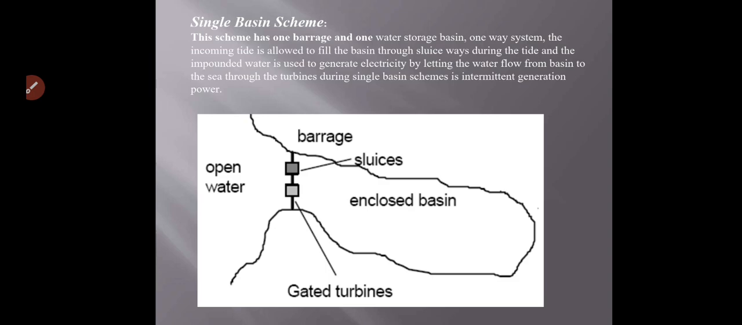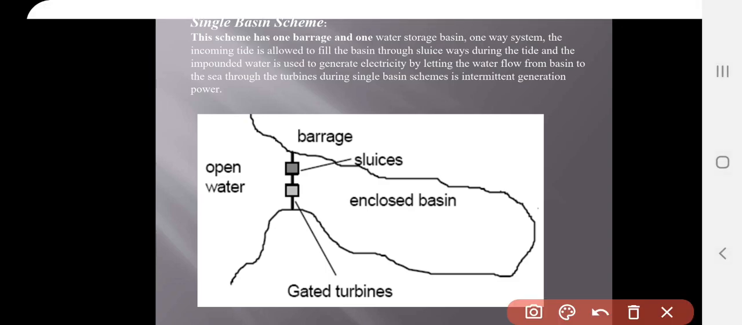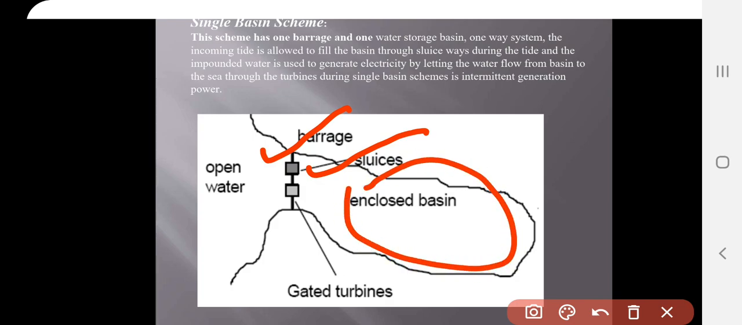The single basin scheme gives intermittent power generation. This diagram shows the barrage. This is the barrage and this is the sluice gate. It is the enclosed basin. This is the gates of the turbine and open water is collected from here.